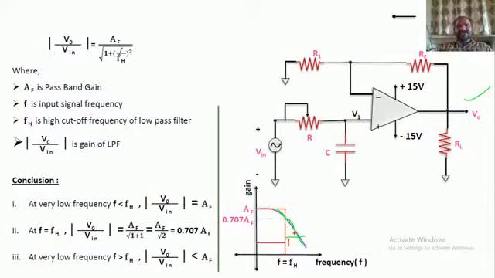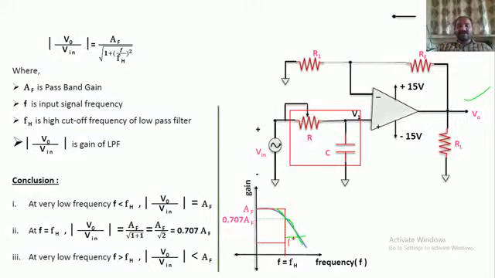Initially we started this class with a first order low pass filter. We are saying that this circuit is a first order low pass filter because the low pass filter circuit is constructed using R and C. How many R and C's are there? Only one R, one C. As we are having only one combination, it is called a first order low pass filter.